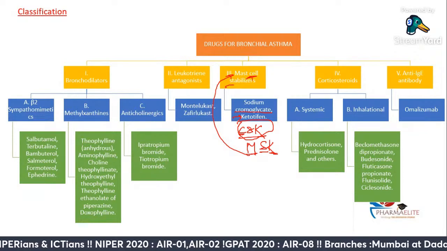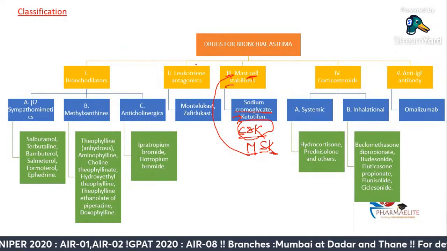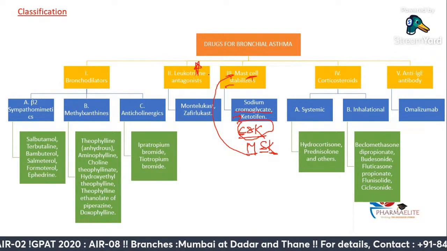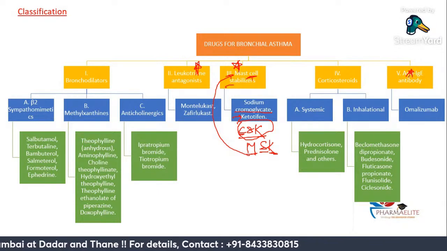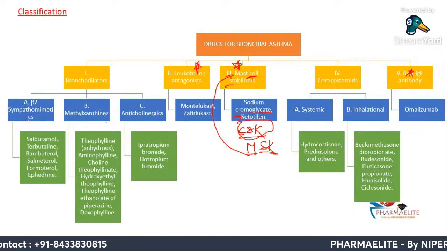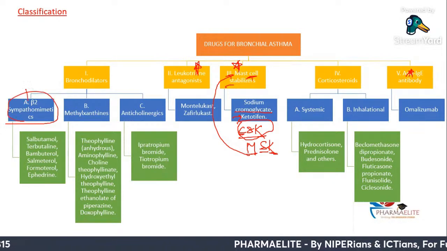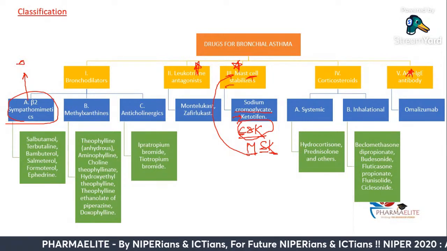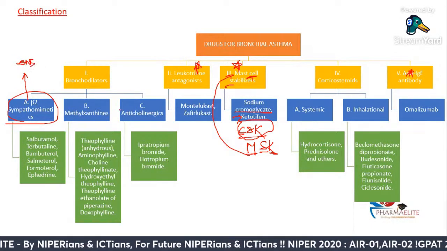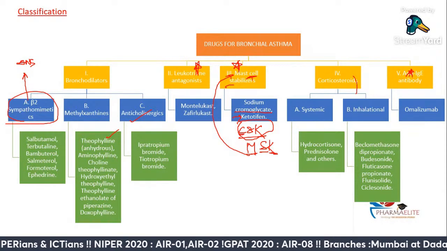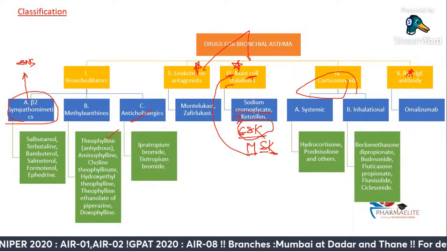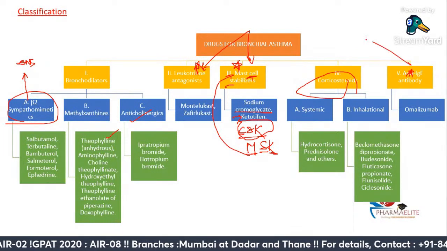The most important MCQ which has always come till date multiple times in GPAT and NIPER has revolved around leukotriene antagonist, mast cell stabilizer, and your anti-IgE antibody. Why are these three categories more important? Reason: when you talk about beta 2 sympathomimetics, the detailed examples and explanation are in the chapter of the autonomic nervous system. Anticholinergics come in another chapter. Methyl xanthines also come elsewhere. The whole steroid category comes in the steroids chapter. These three categories of drugs are the ones that are hardcore for asthma only.